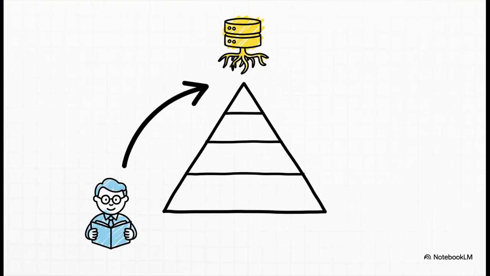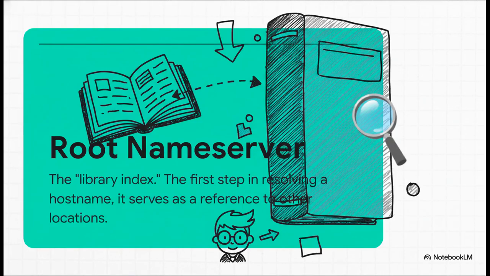So where does our librarian go first? To the very top, to something called the root name server. The root server is like the main index at the front of our huge library. It doesn't know the exact location of example.com itself, but it knows which general section to look in. It sees the .com at the end of the address and basically tells our librarian, okay, you need to head over to the .com section.